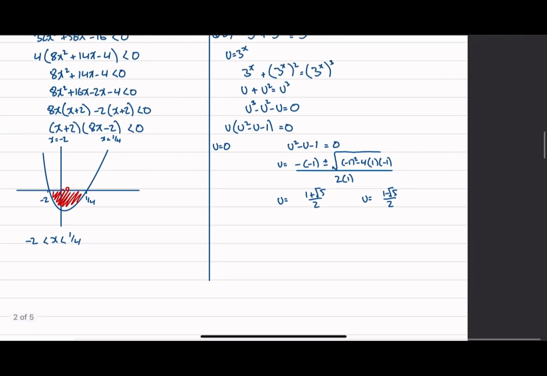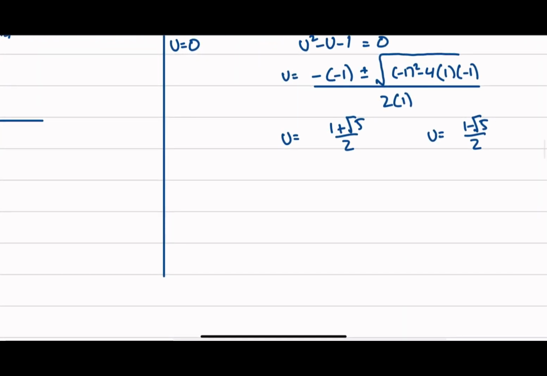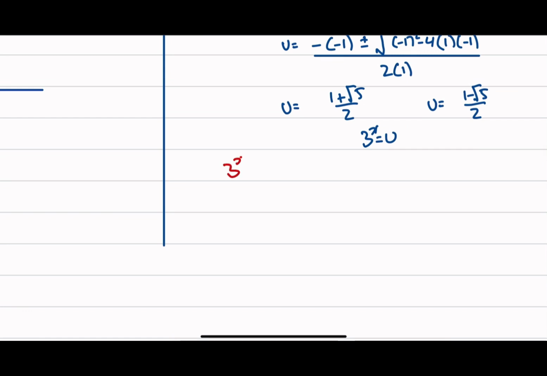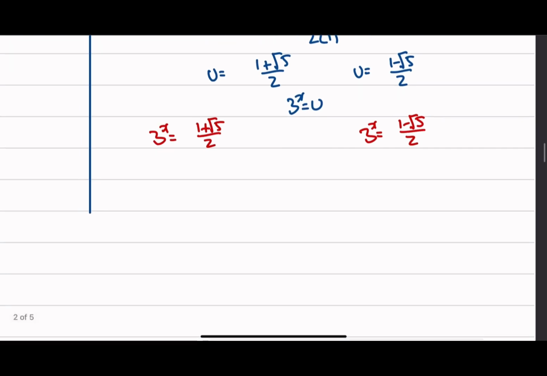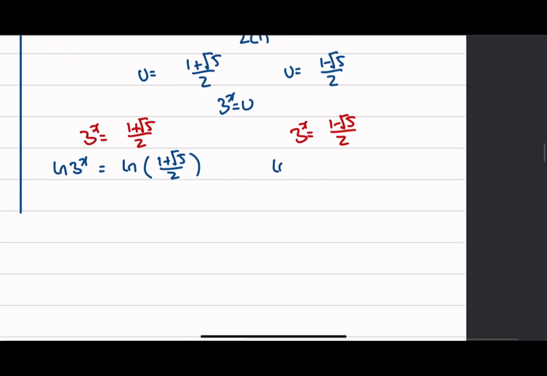And then I can equate this to my original substitution, which was 3 to the power x equals u. So I know that 3 to the power x equals 1 plus under root 5 over 2 and 3 to the power x equals 1 minus under root 5 over 2. And then I can just ln both sides. So ln 3 to the x equals ln of 1 plus root 5 over 2, and same for this side, ln 3 to the x equals ln of 1 minus root 5 over 2.